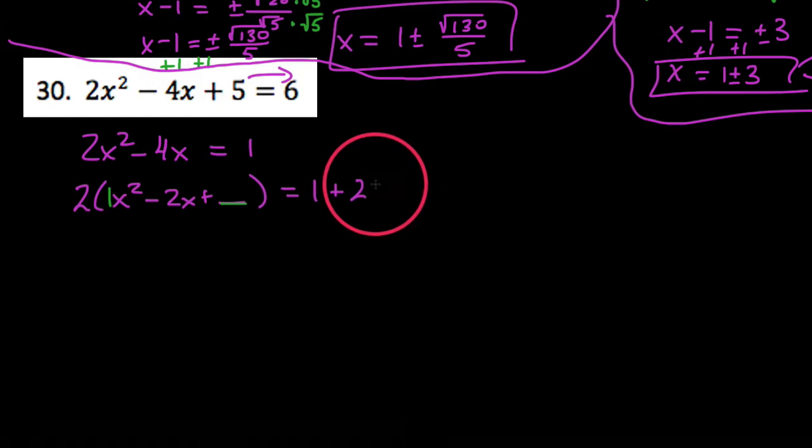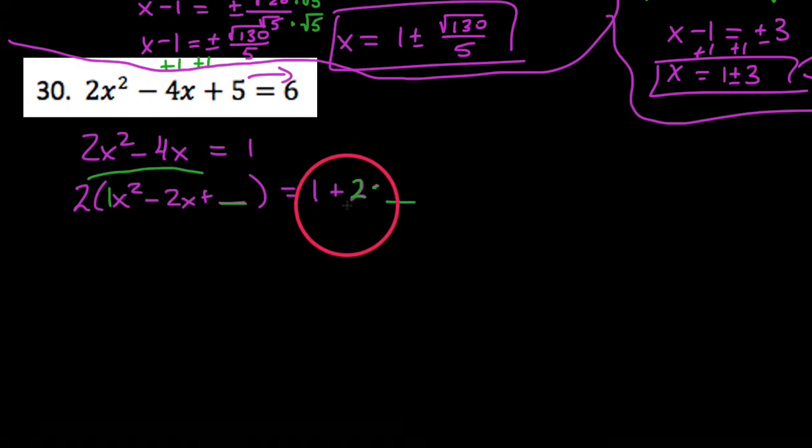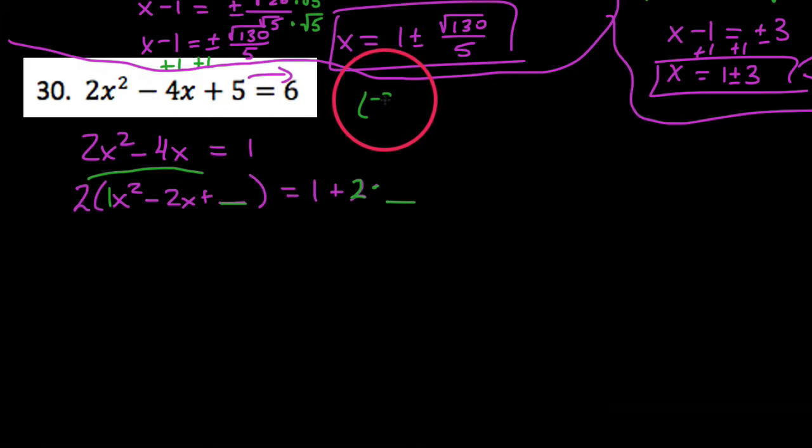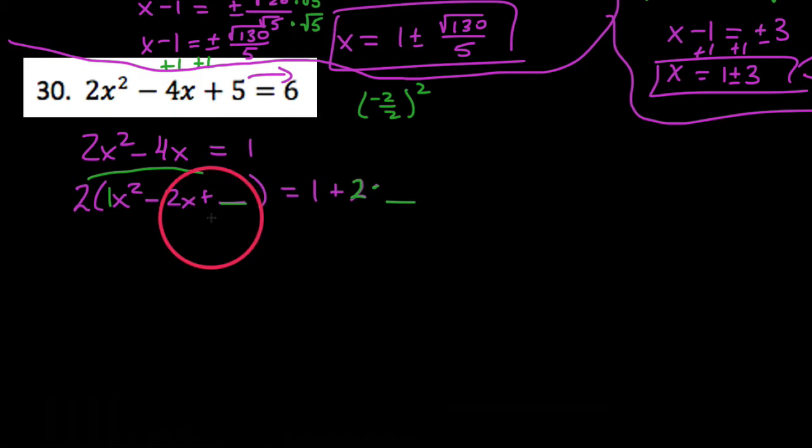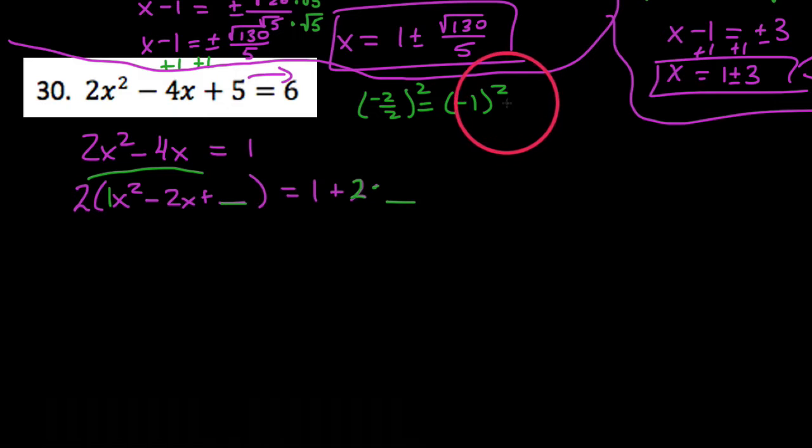So again, remember when your a value is not 1, we have to put in that a value times whatever we're putting in this blank here. So I'm going to write plus 2 times whatever goes in this blank. And it looks like I'm really picking on negative 2 here. I'm not trying to, but half of our middle term is negative 2 over 2 squared, which is really a negative 1 squared, which is 1. So we'll throw a 1 on both sides.